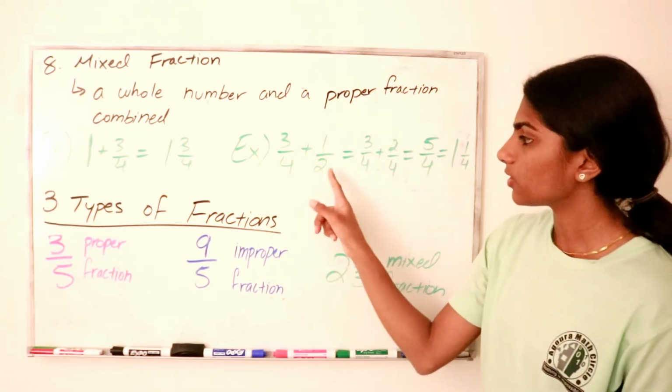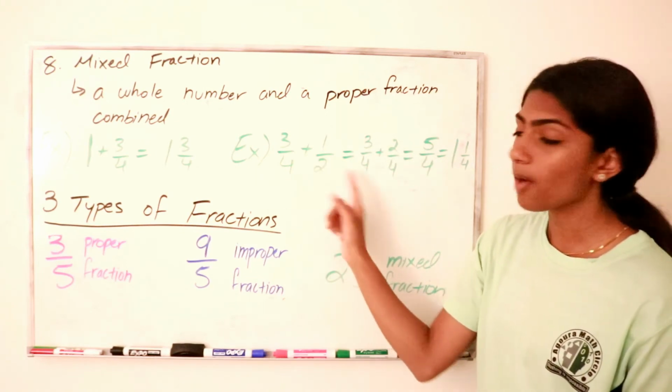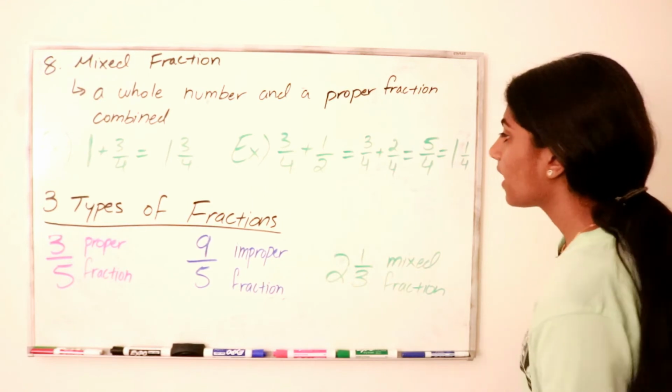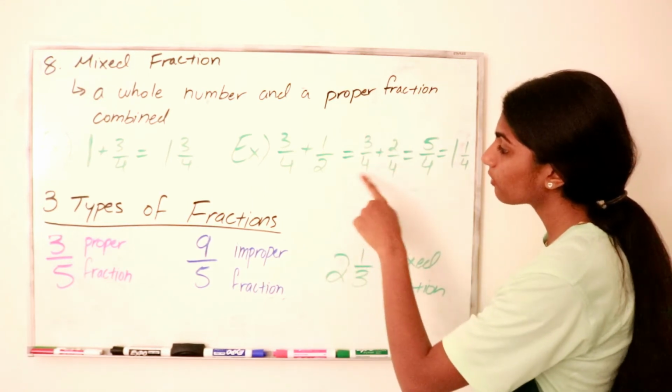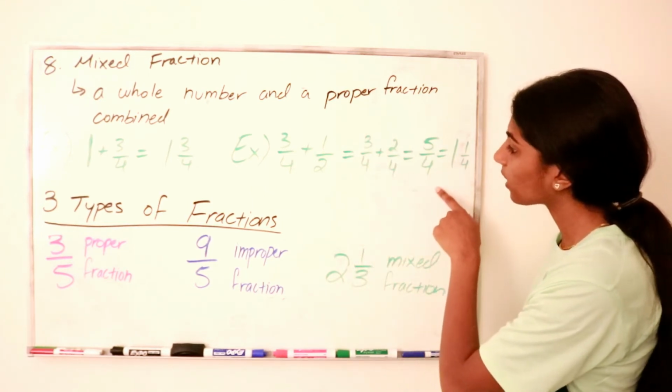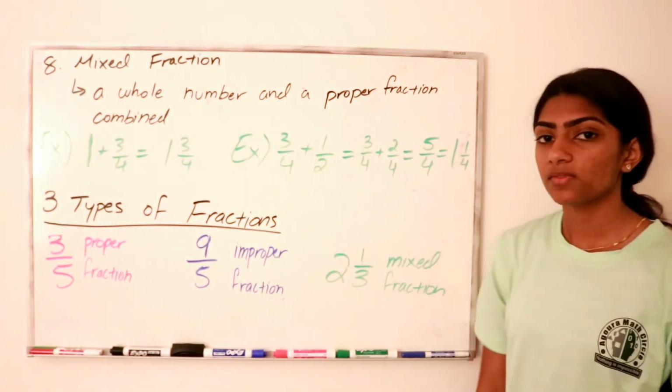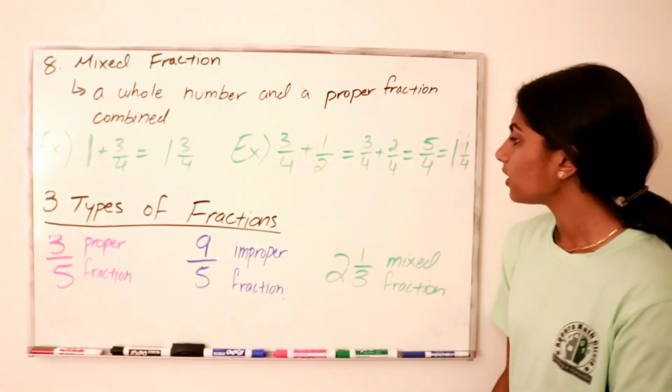So first, you want to turn these into a common denominator between these two fractions. And I turned it into 4, so I know 3/4 plus 2/4 equals 5/4. And from that, I knew that the mixed fraction is 1 1/4. So how did I know?